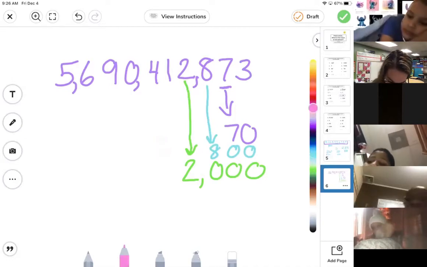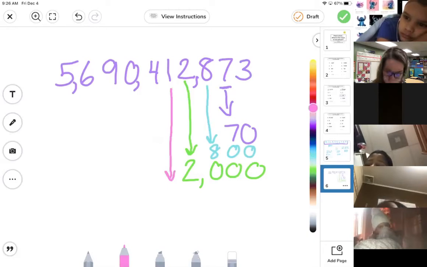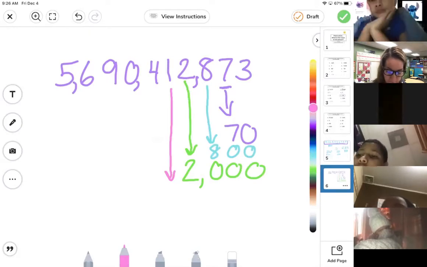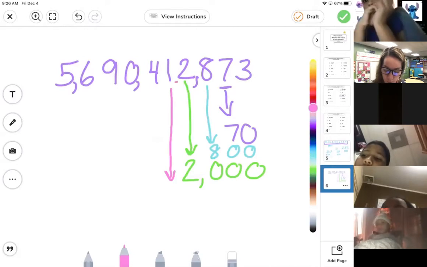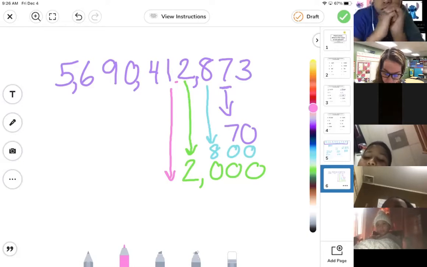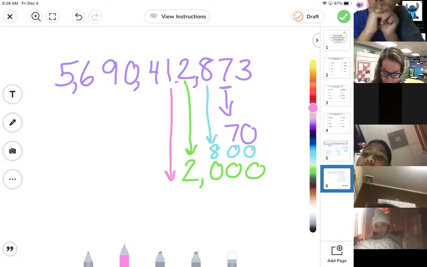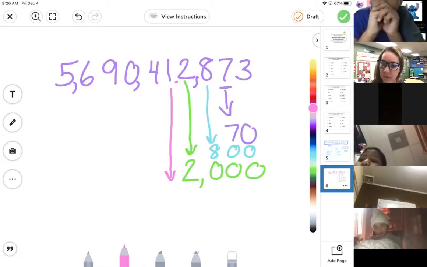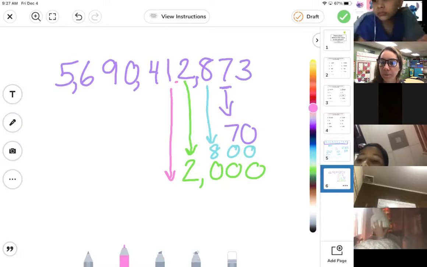What is the value of this 1? Can you tell me the whole number again? It's 5,690,412. Oh, I'm sorry. It was 5,690,412,873. The 5 is 5 billion.